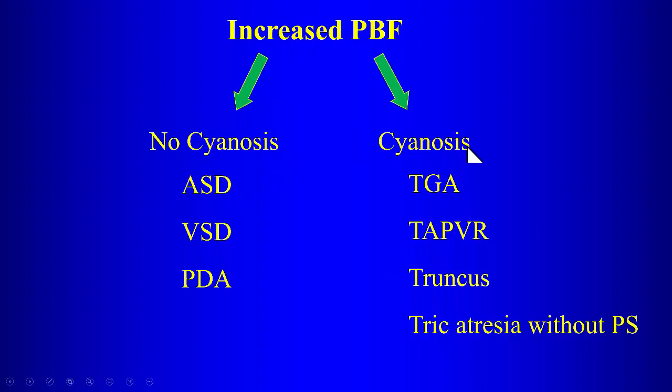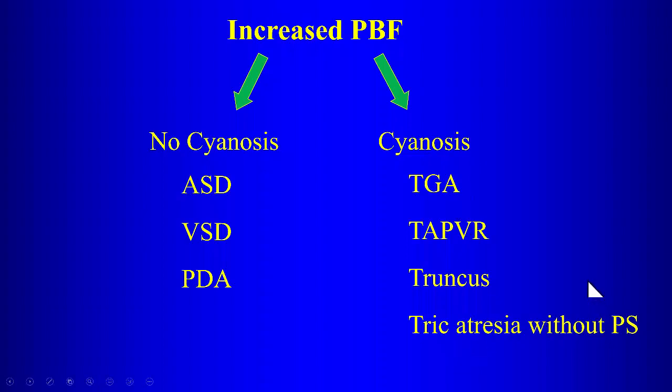If there is cyanosis, you're in the category of admixture lesions, bidirectional shunts without pulmonic stenosis. The big three there: transposition, total anomalous pulmonary venous return, truncus. You want to know these three well. Okay? You can also have tricuspid atresia without pulmonic stenosis.